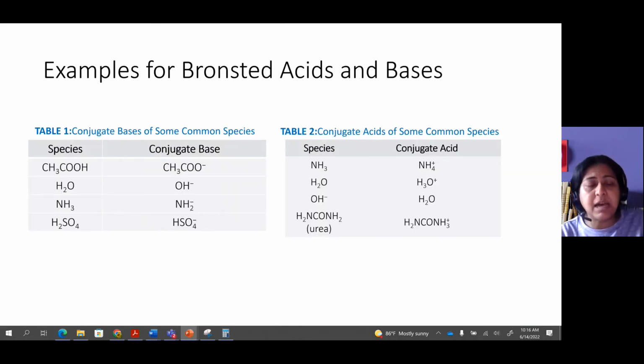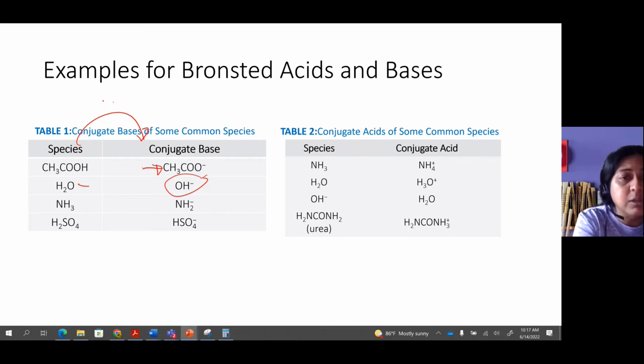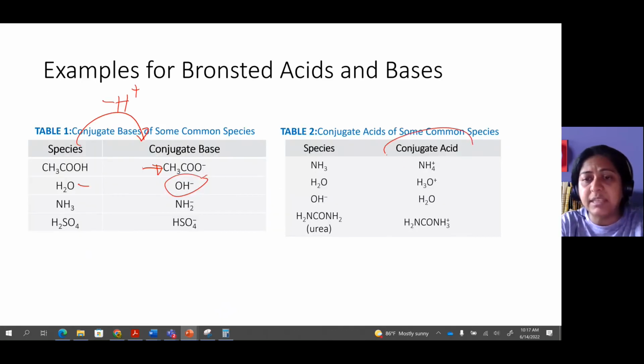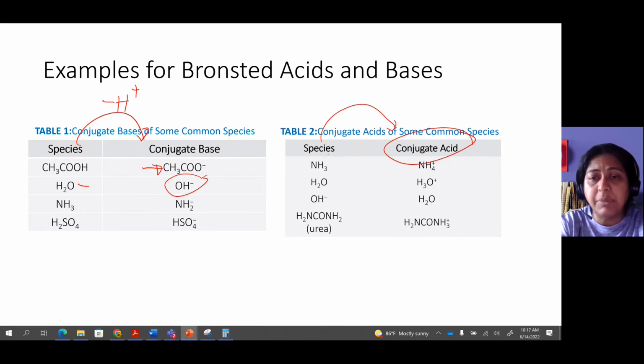Here are some examples for Bronsted acids and bases. The acetate ion is the conjugate base of acetic acid. OH minus is the conjugate base of water. And like all these things, the conjugate bases result after losing H plus from the acid. Again, the conjugate acids result from the bases by accepting an H plus, adding an H plus ion.